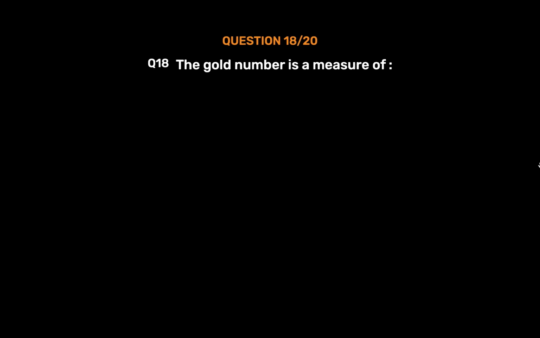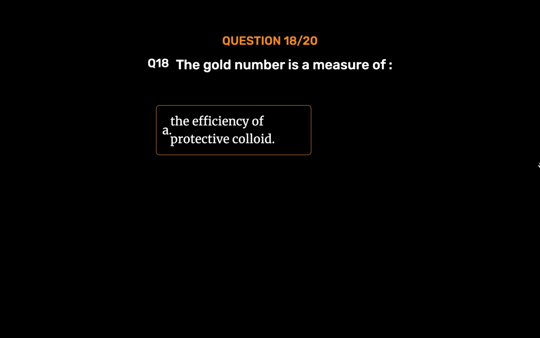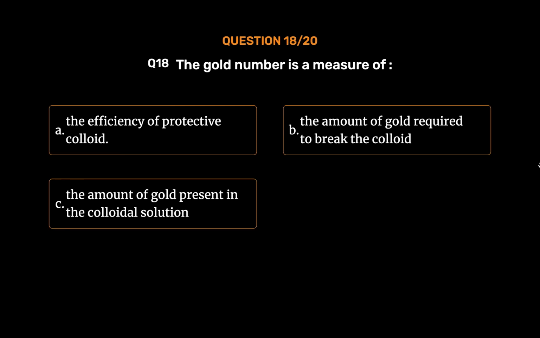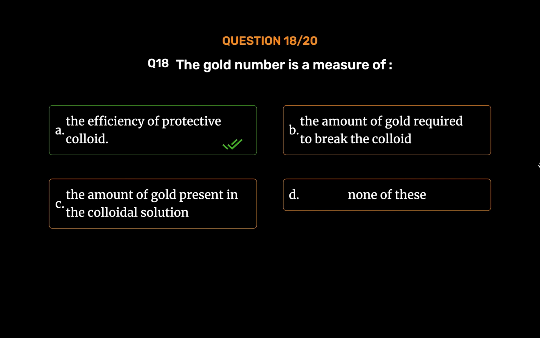Question number 18. The gold number is a measure of Option A, the efficiency of protective colloid. Option B, the amount of gold required to break the colloid. Option C, the amount of gold present in the colloidal solution. Option D, none of these. The correct answer is Option A, the efficiency of protective colloid.